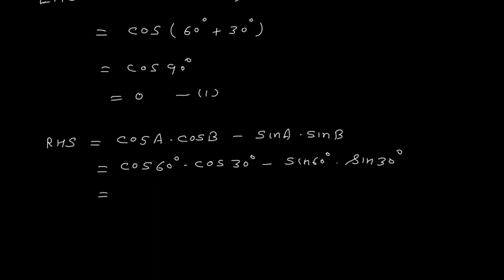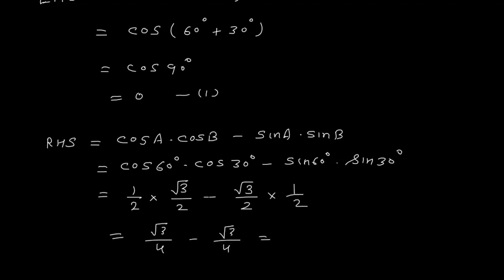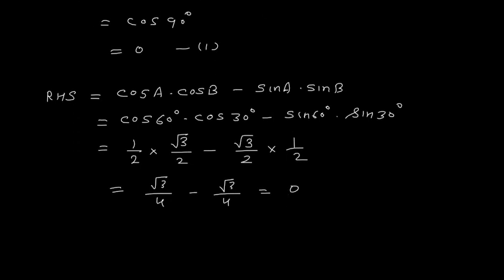So this is 1 upon 2 multiplied by cos 30, it is root 3 upon 2. Minus sin 60 is root 3 upon 2 into sin 30 is 1 upon 2. So, left hand side, this term is root 3 divided by 4 minus, this is also root 3 divided by 4. So root 3 divided by 4 minus root 3 by 4, what you will get? You will get 0. So your left hand side is 0, your right hand side is 0.